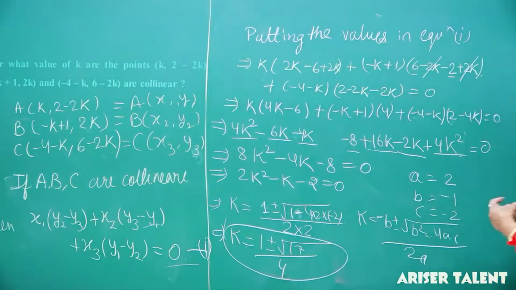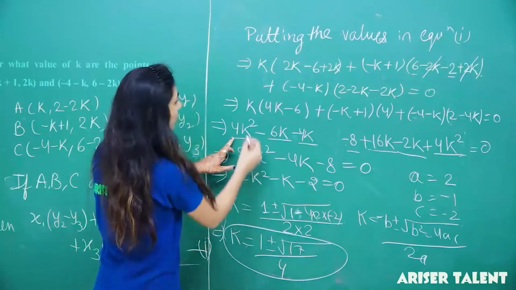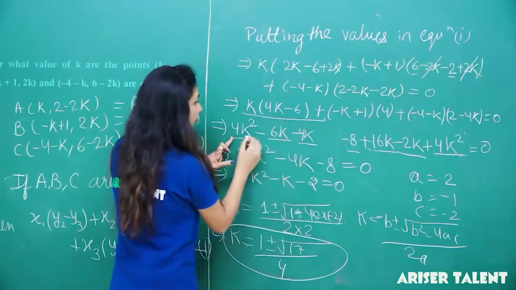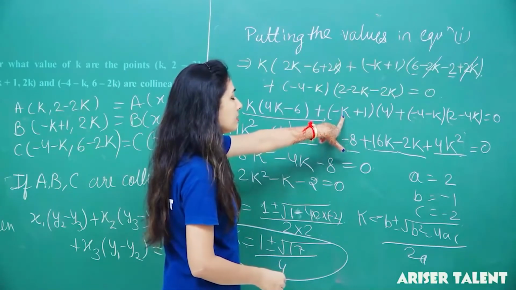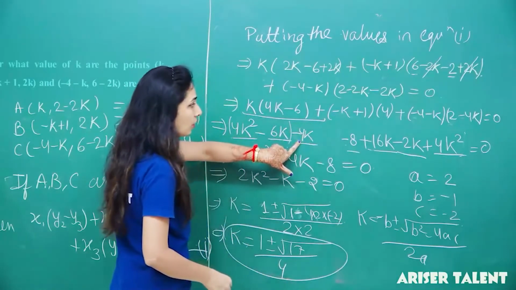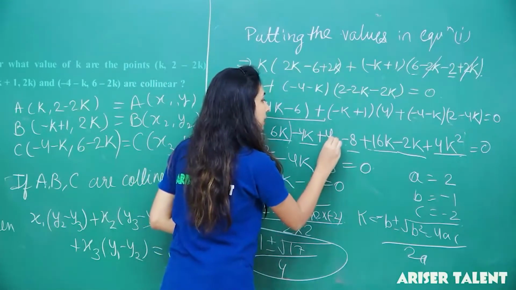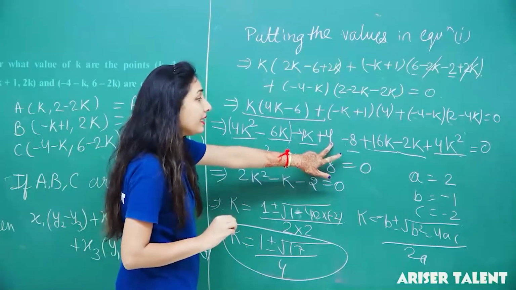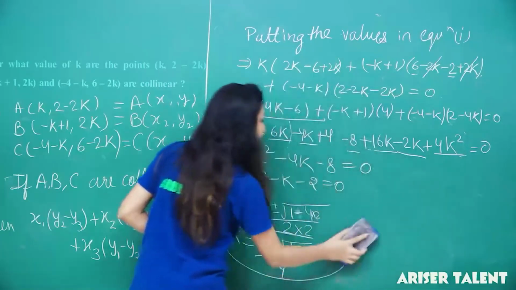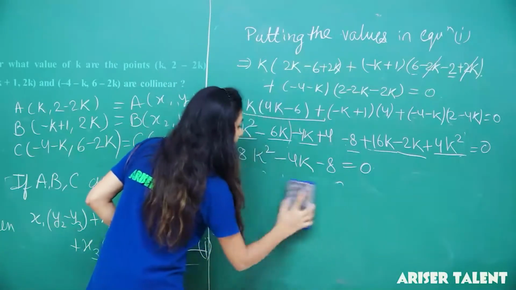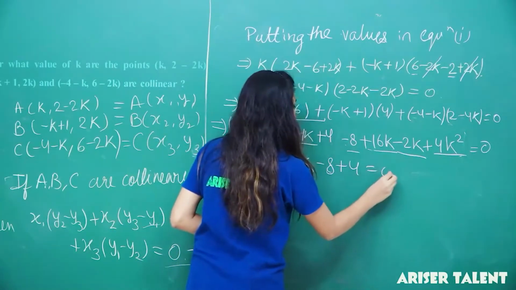So, note this. Here is a correction. When we solve these two values, that will be minus 4k. We have written 4k here, and here there will be a plus 4. We haven't written the plus 4 here. So, we will be adding plus 4. The complete equation will be like that only, but we will be adding plus 4 in this equation. So, that will be plus 4 equals to 0.